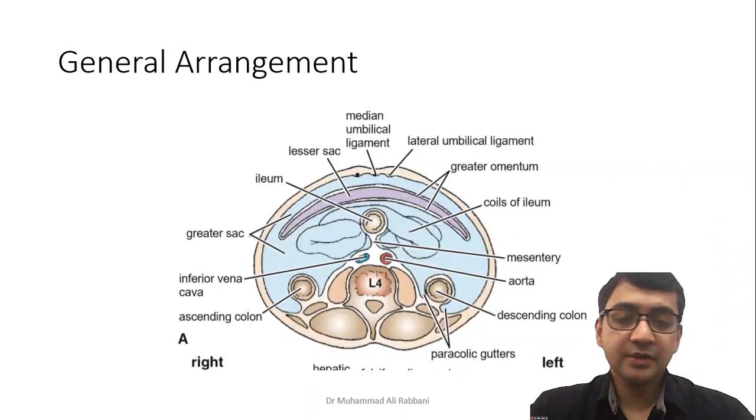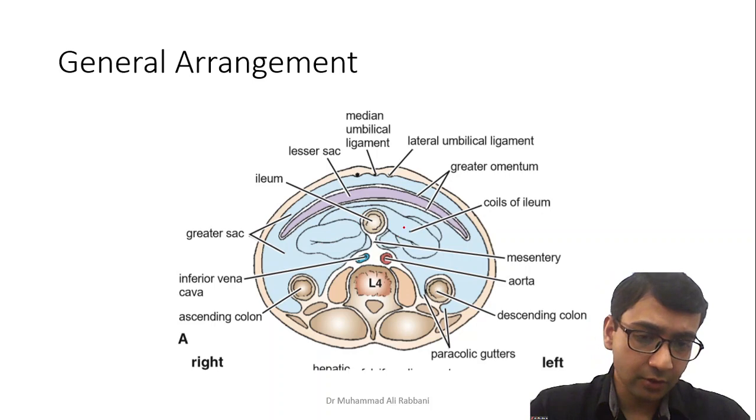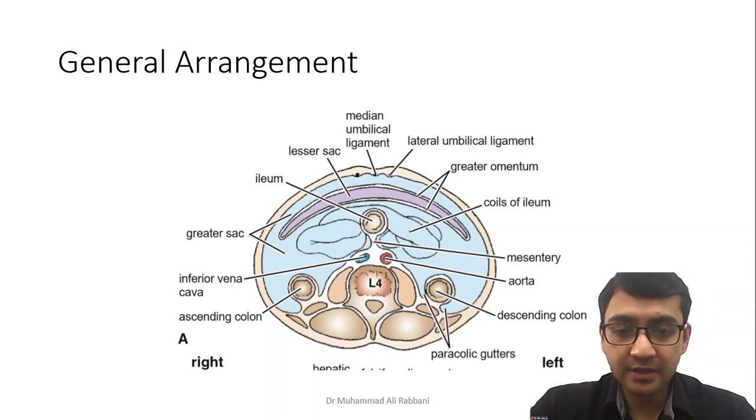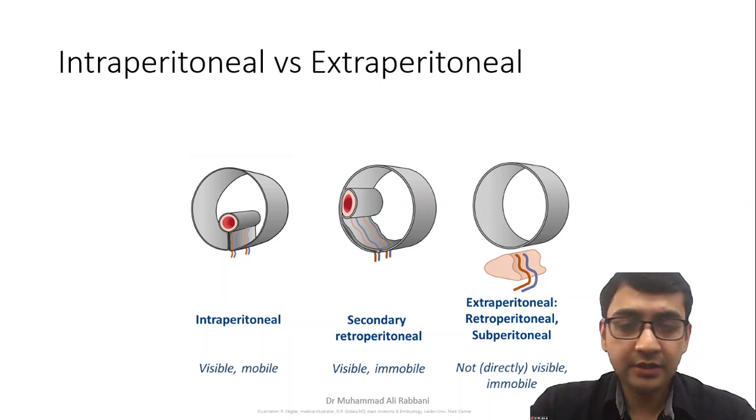I have added this picture to show that this peritoneal space is a symbolic gesture. Otherwise the whole space is filled with a lot of organs. There are coils and viscera, and they are opposed to one another very closely. So the space is there as a basic principle, but it is very much limited due to the organs.